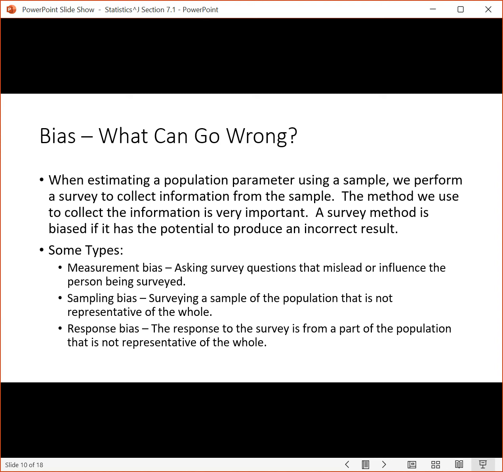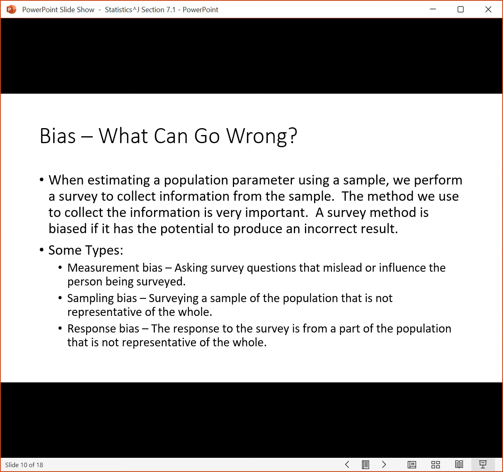There's also response bias. That is when the response to the survey comes from a part of the population that's not representative of the whole. Response bias is typically when you contact individuals, and then only some of them respond, and you use that for your sample.